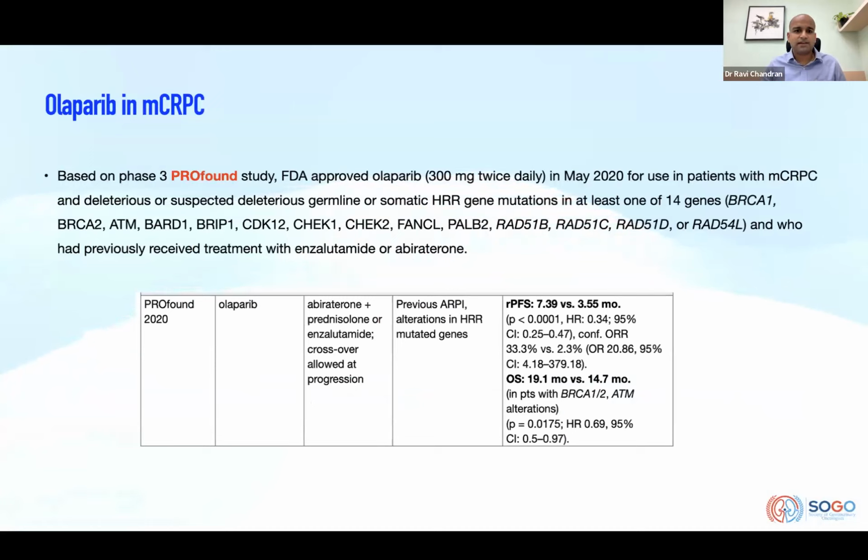This was particularly evaluated in patients who had a previous novel androgen receptor inhibitor and who had alterations in HRR mutation. As we can see, it did have an OS benefit and a radiological progression-free benefit.